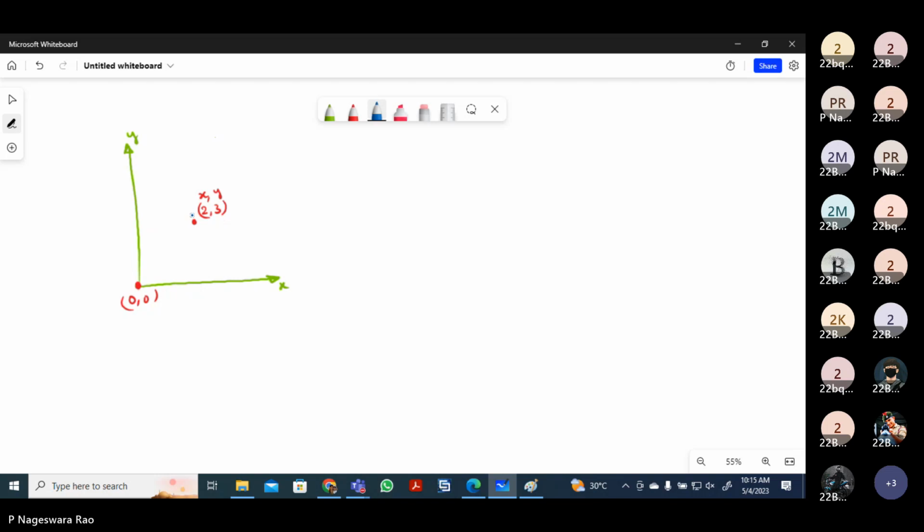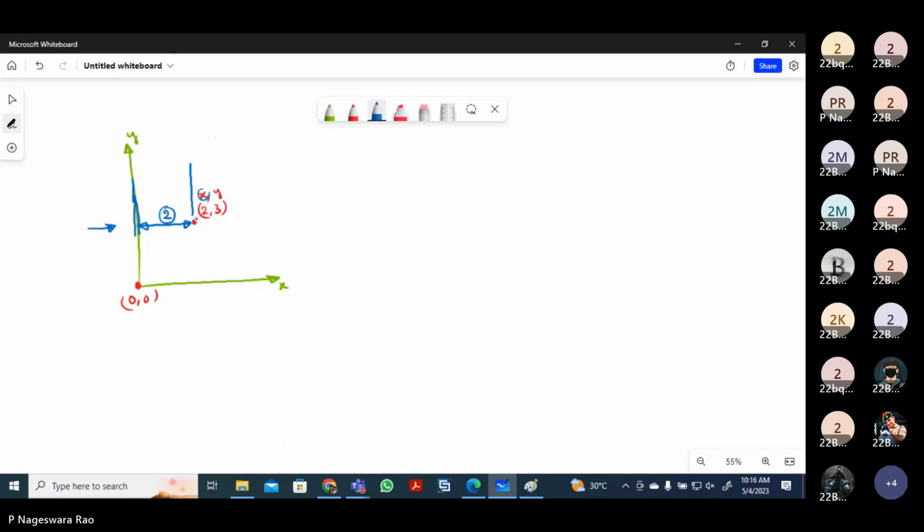Here 2 is, now draw a line parallel to the y axis. We measure the distance from the y axis to this point, and because it is in the x direction, this is what we call the x coordinate. This distance is 2 units.